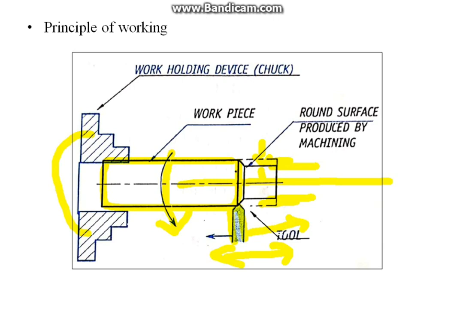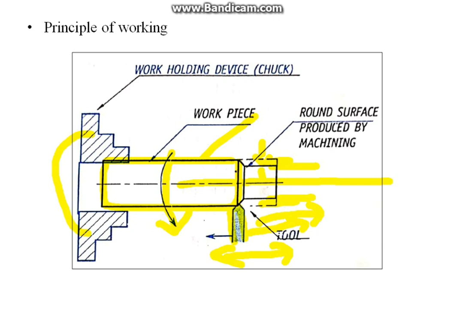This action removes the metal in the form of chips. Either you get continuous chips or discontinuous chips. Chips means the material removed from the workpiece. The cutting tool used must be harder than the workpiece.